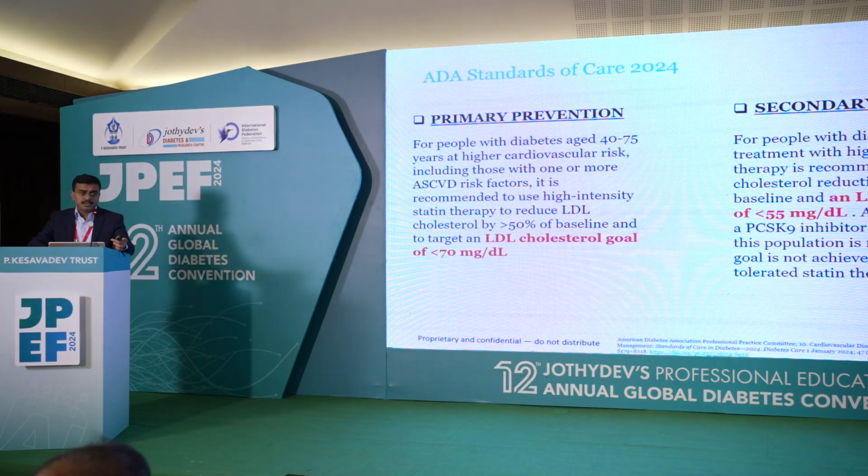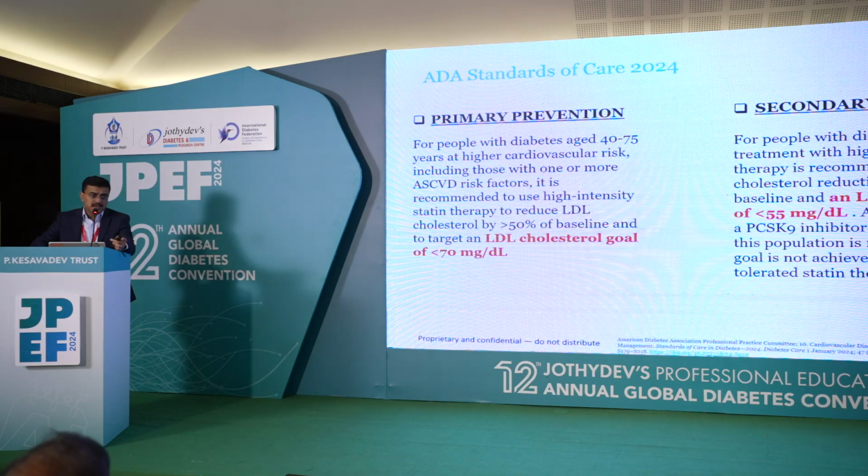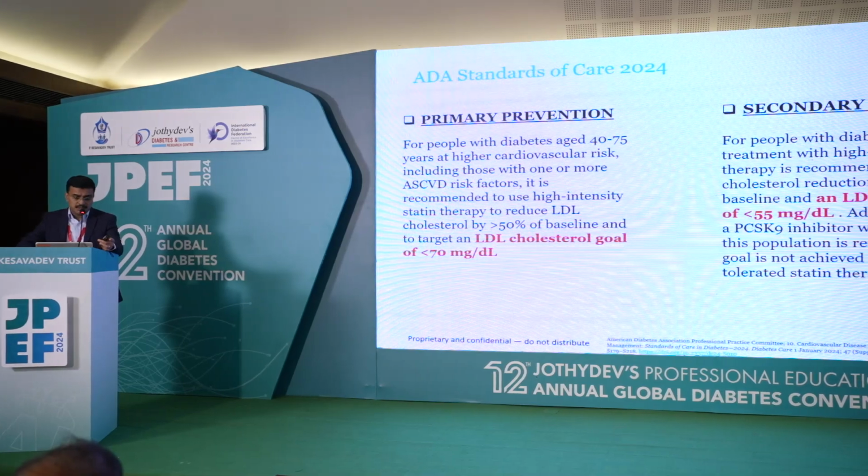So from that perspective, what does ADA say about it? ADA says that any diabetic between the age of 40 to 75 at higher cardiovascular risk, including those with more than one ASCVD risk factor, we should aim for LDL cholesterol reduction. Whatever may be the LDL, we should aim for an LDL cholesterol reduction of more than 50%, or at least to an LDL level of less than 70 milligram per deciliter.